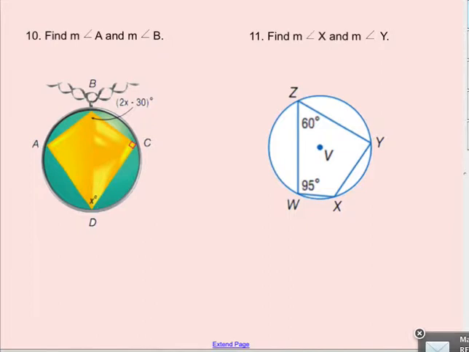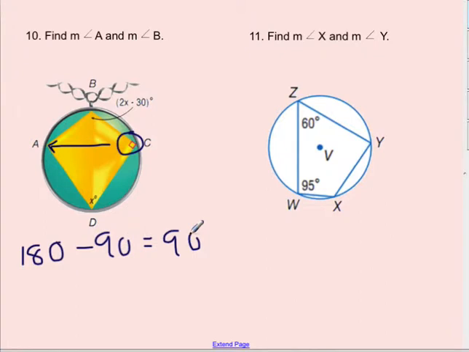So let's take a look at number 10. For number 10, I want to find the measure of angle A and B. Well, I can very easily figure out the measure of angle B here. So the measure of angle A is even easier. I notice that angle C has a measure of 90 degrees because of that square. Well, if C is 90 degrees, then we need to do 180 minus 90. Well, that's 90 degrees. So the measure of angle A then is 90 degrees.